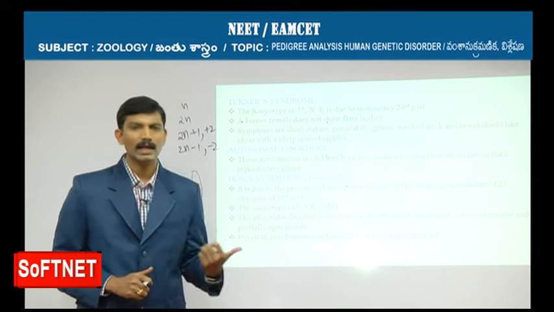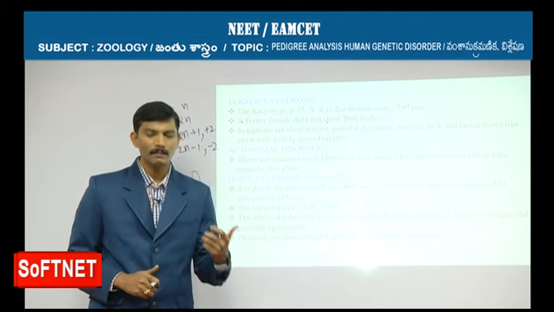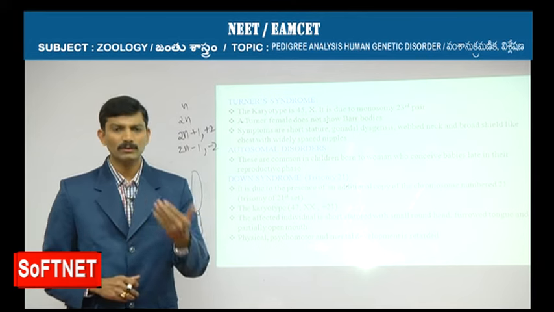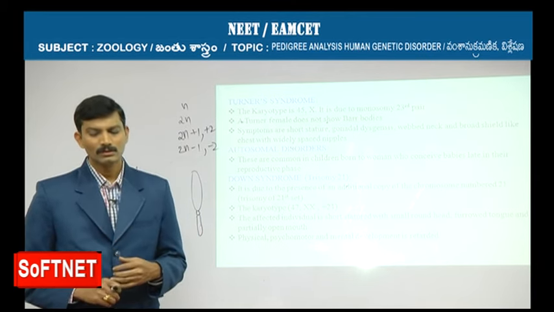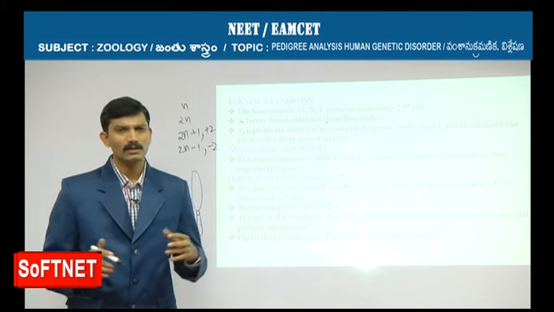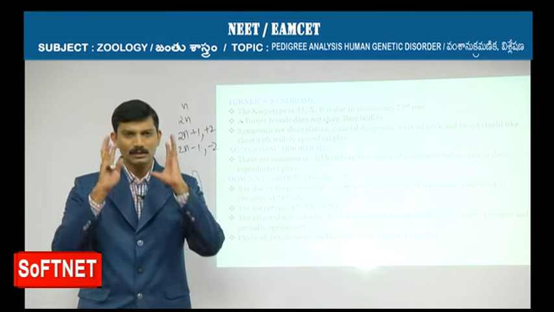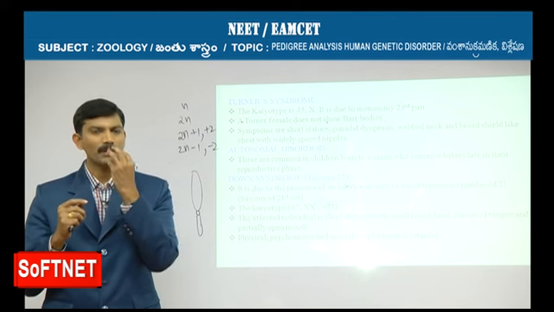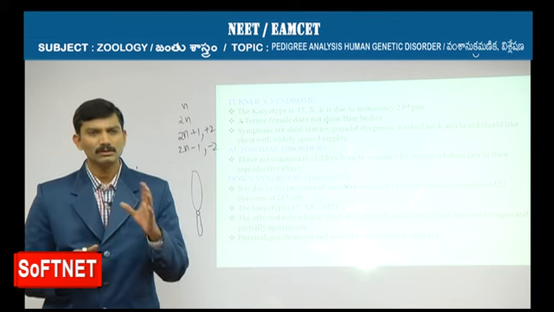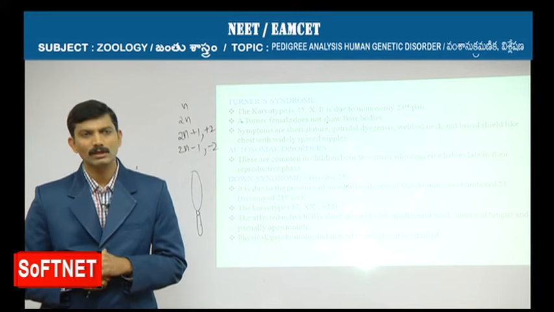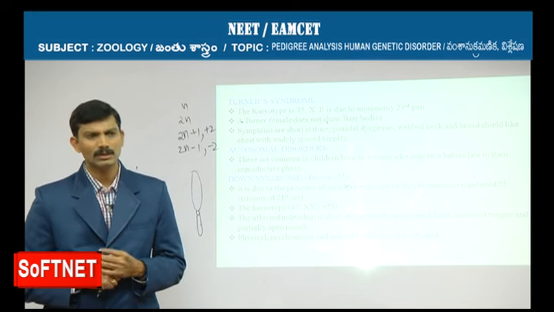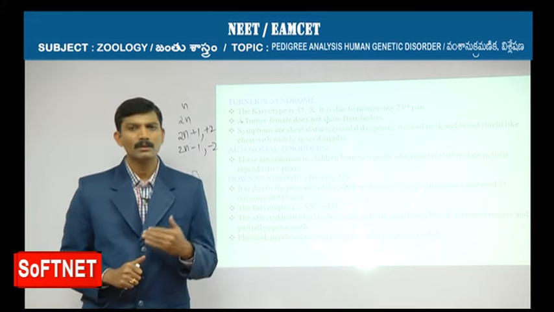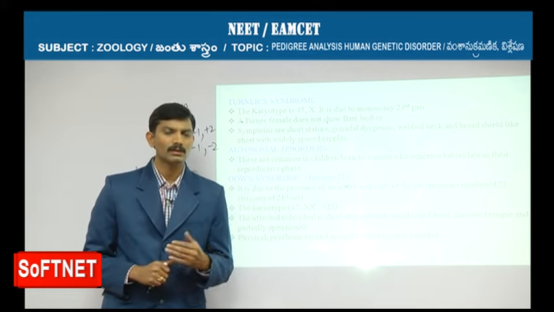And we write the karyotype as 47, XX plus 21. Plus 21 means one chromosome is added there. The affected individuals usually have short stature, a round head, a furrowed tongue, and a partially open mouth. These are some of the symptoms based on which we can indicate Down syndrome. In addition, physical, psychomotor and mental development is also retarded.